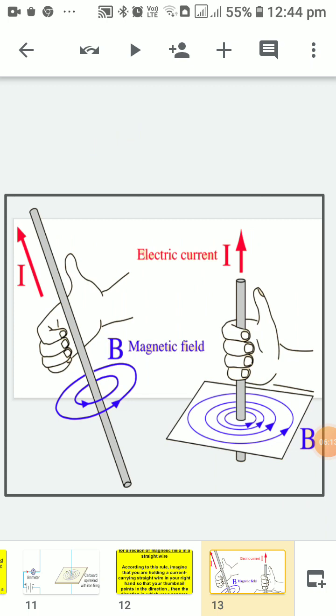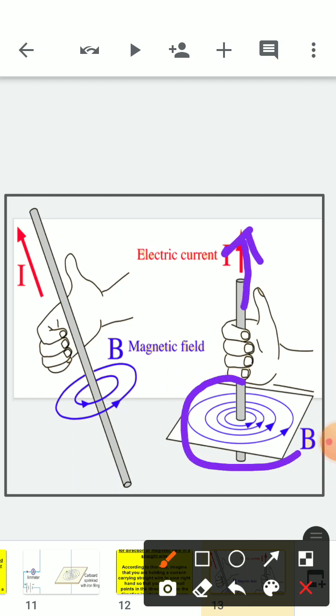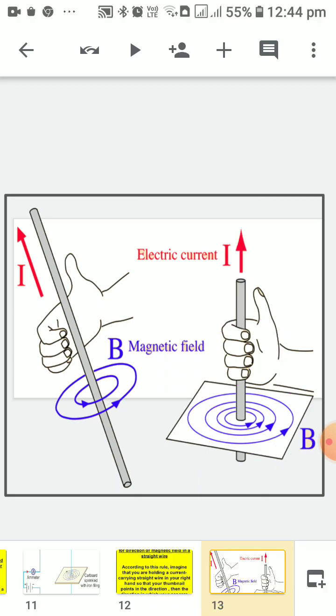You can see here we are holding a wire in this way. Right hand thumb rule we are applying. The direction of current is in this way, and the concentric circles are forming around, meaning the fingers which are surrounding the wire are showing the direction of the magnetic field.